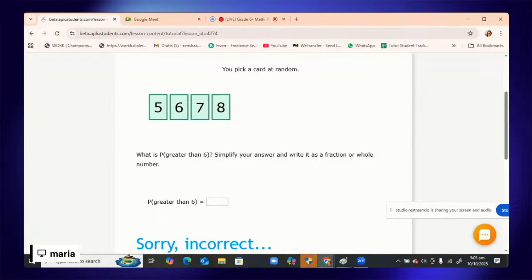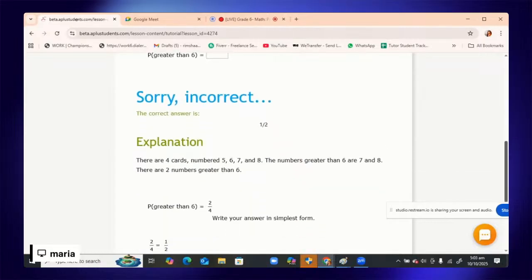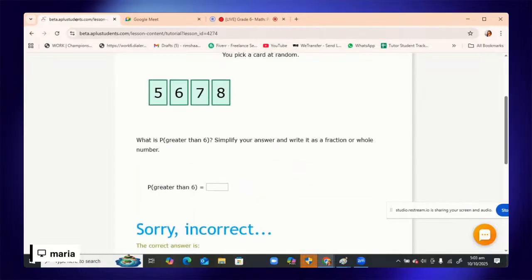First of all, we count how many total cards there are. Then we check how many cards are greater than 6. So first you tell me how many total cards are there. It's one, two, three, and four. So four cards in total. And how many cards are greater than six? Check it out. Five is less than six. And there are two cards which are greater than six, that is seven and eight.